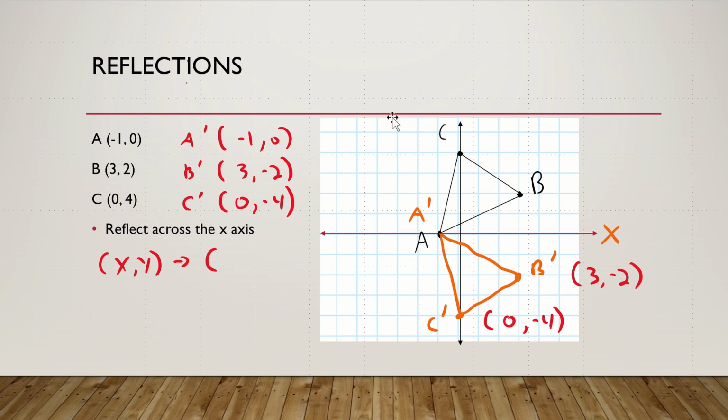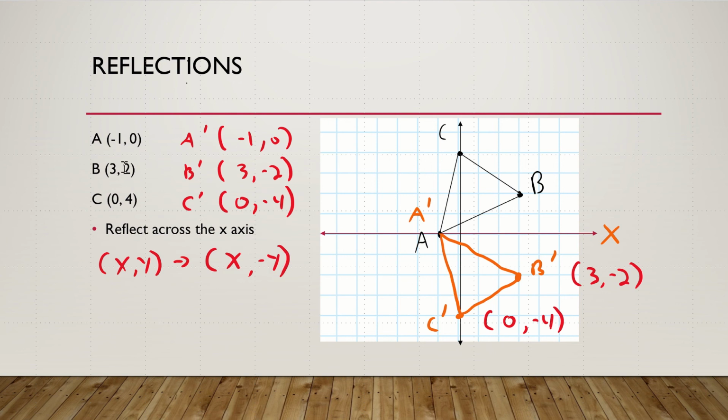All right, so as you probably noticed, the x coordinates stay the same. So negative 1, 1, 3, 3, 0, 0, those stay the same. But what happened to the y coordinates? They became negative. So negative 0 is still 0, but 2 becomes negative 2, and 4 becomes negative 4. So this becomes negative y. So the x coordinates stay the same, but the y coordinates change sign, okay?